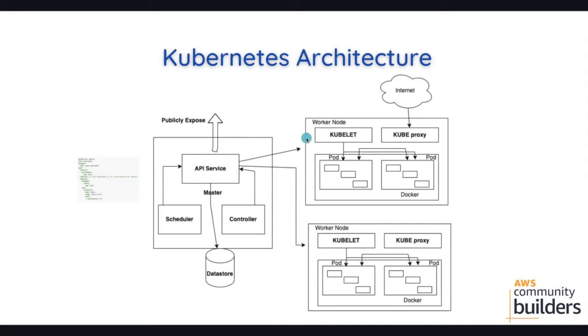Inside a worker node, there is a kubelet and a kube proxy. So what is a kubelet? The kubelet actually talks to the API. As you can see, the API service gives a command to the worker node. So the kubelet's job is to talk to the API service and listen to the command which the API service has given. And based on the command, it passes the particular information to the next level, that is a pod.